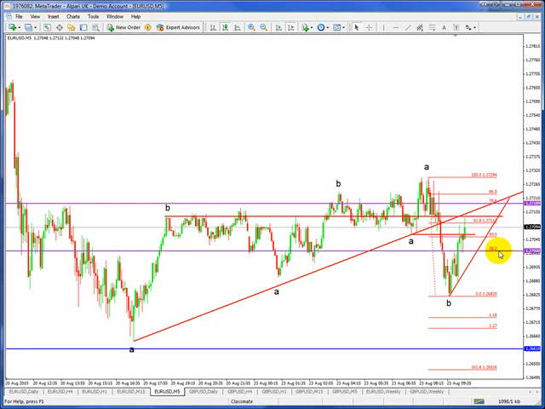There's the sweet spot between these two purple lines. So it's entered into the sweet spot. Another way that you could enter this trade is by entering once we leave the 38.2 again. So it's entered into the sweet spot between the 38.2 and 78.6, and it could potentially leave this area. If it leaves this area, that's another area to get out.